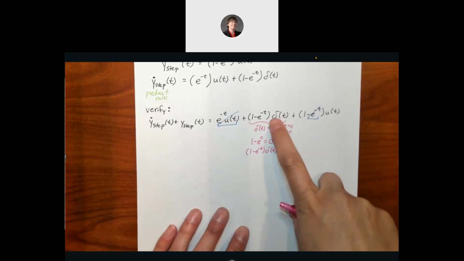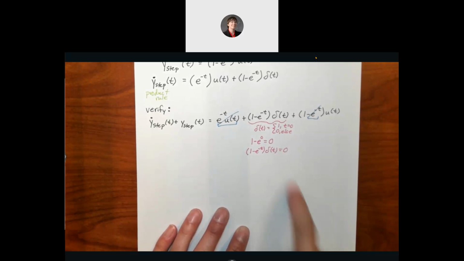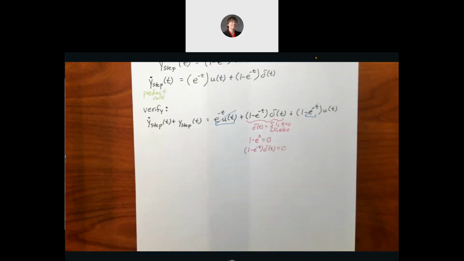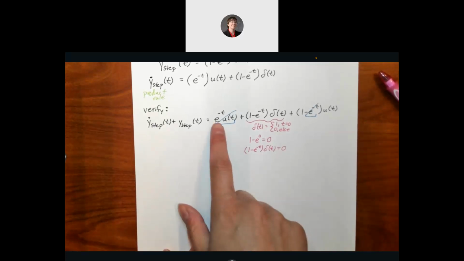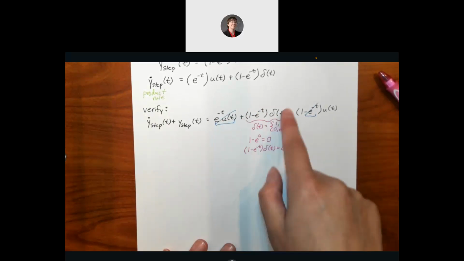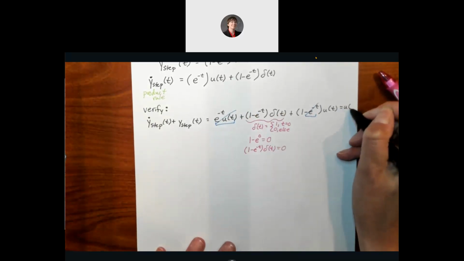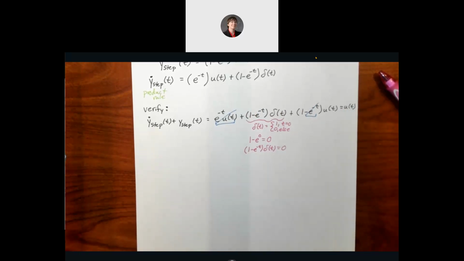Because this is 0 everywhere except t equals 0, and this is 0 where t does equal 0, that means it's 0 for all t. So these two canceled out. This turns out to be 0. And so we are indeed left with our original input, u of t.